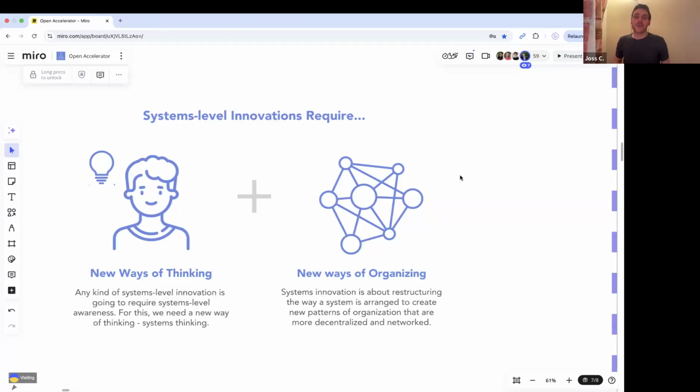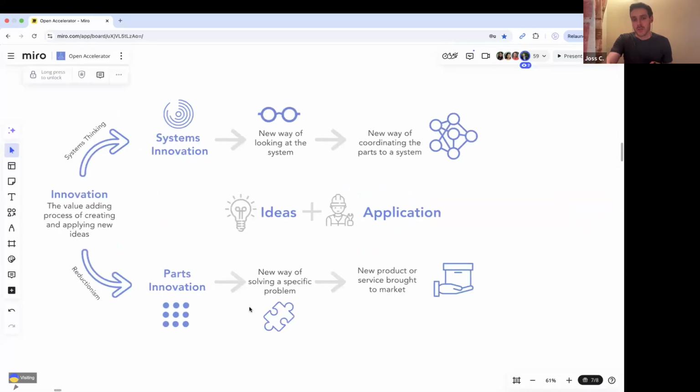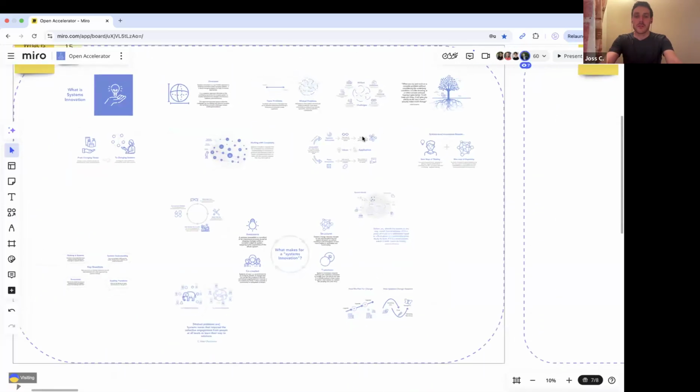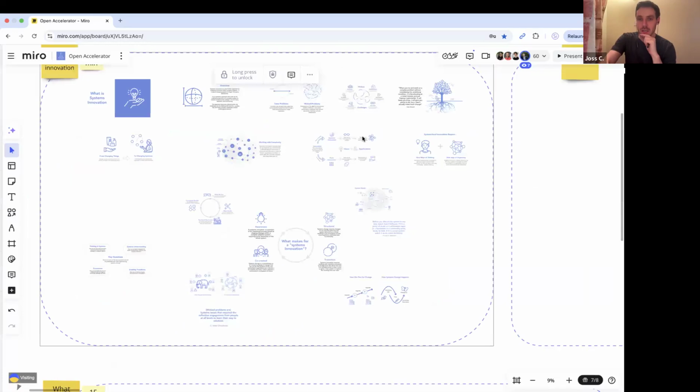But then, of course, we need to take that awareness and understanding and find new ways to work together and organize to actually address these challenges. And that's what we're talking about with systems innovation, moving away from this reductionist innovation in parts down here, technical innovation, new products and services taken to market, and move up to this systems innovation, the systems thinking. We start to understand systems, become aware of their systemic dynamics, paradigms, mental models, and find new ways to frame challenges, new ways to coordinate around them, and so forth. So that's systems innovation. Very briefly.